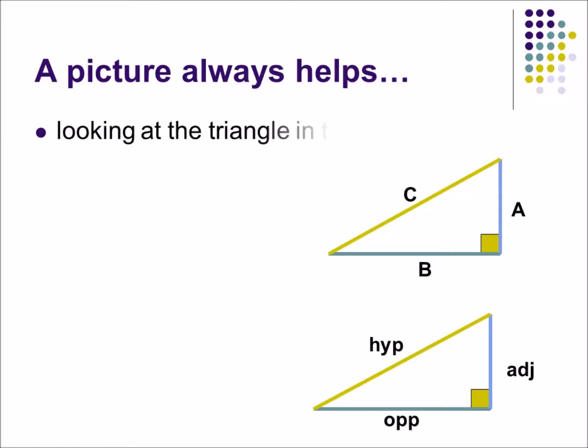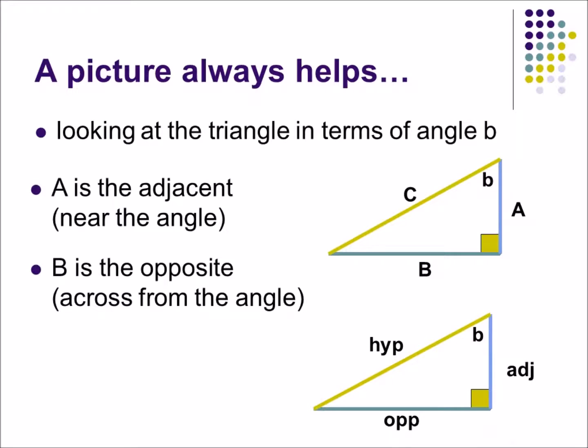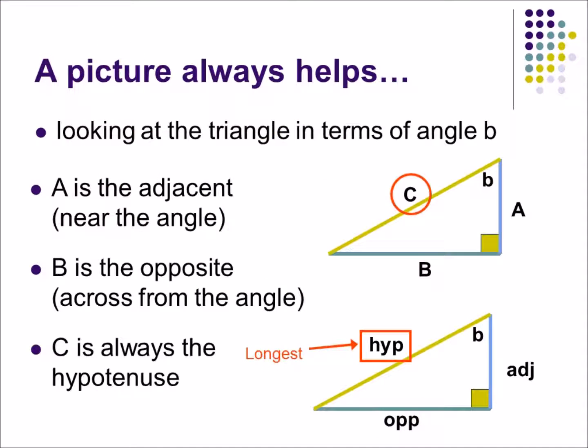So for example, let's say we're looking at angle B in this triangle, which is this top angle. If we look at angle B, then side A is the side adjacent to angle B, because it's right next to it. Side B is the side opposite angle B, because it's directly across from angle B. And side C is the hypotenuse. The hypotenuse is always the longest side.